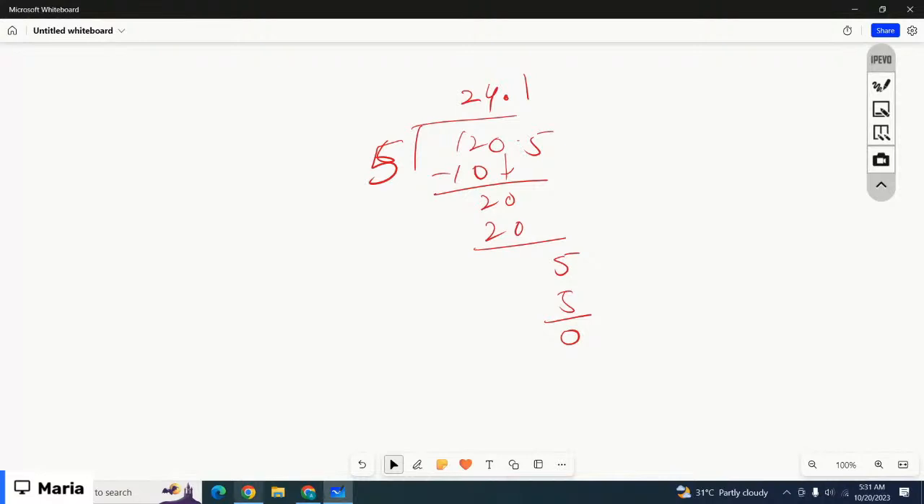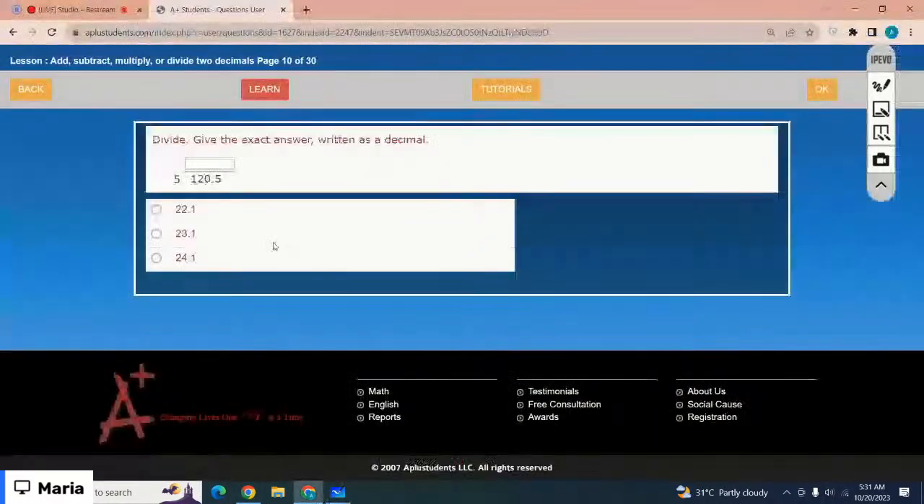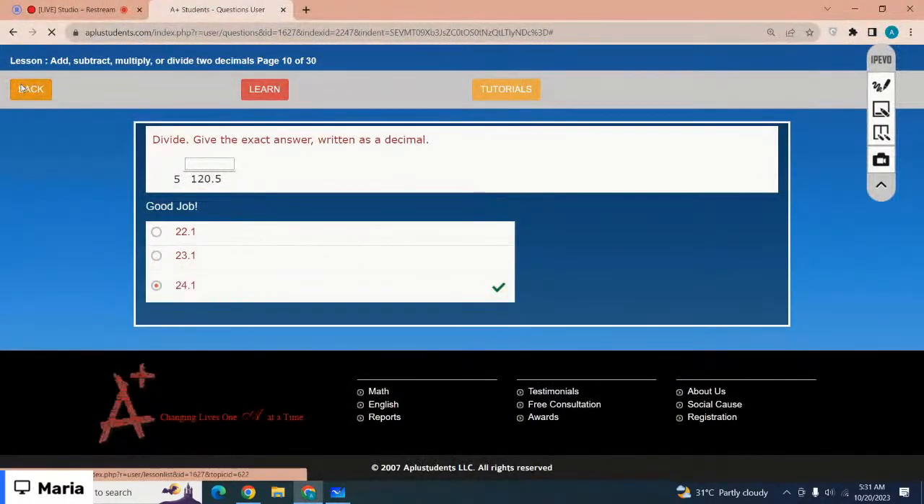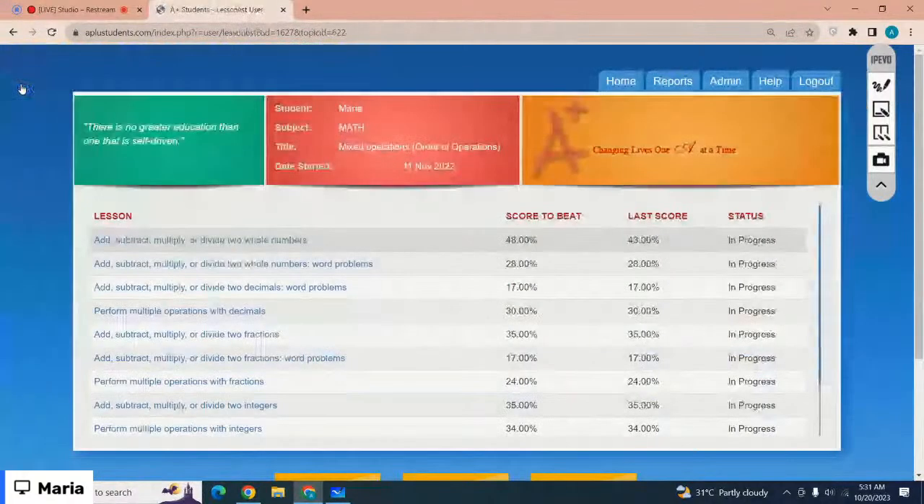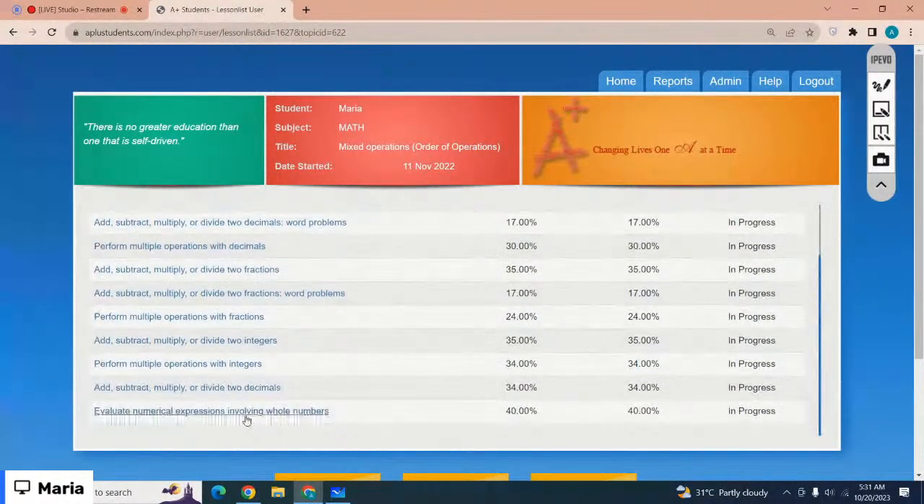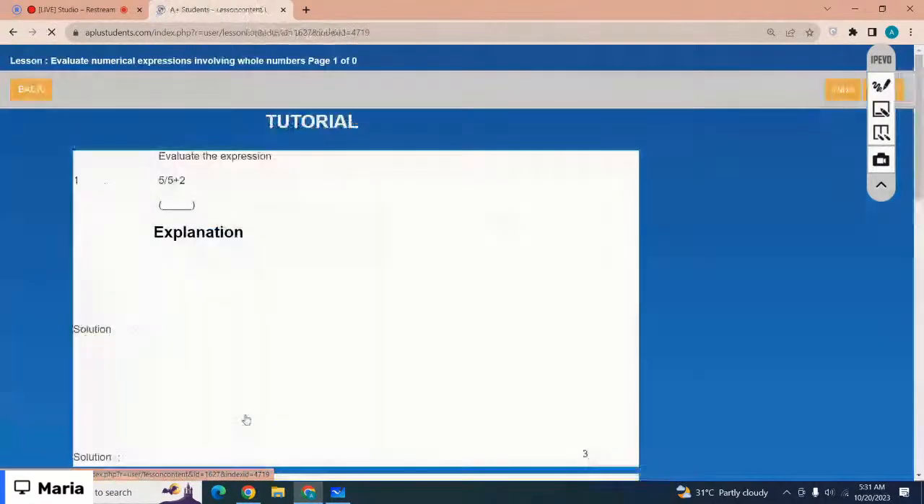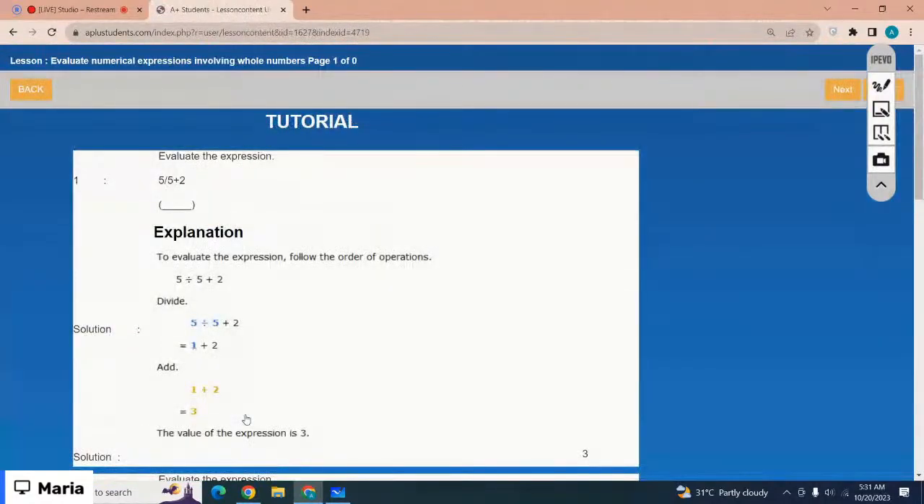So the correct option is 24.1. Okay, you can complete the lesson by yourself later today. Let me just move on to the next lesson. And the next lesson is evaluate numerical expressions involving whole numbers. Okay, so you are given numerical expressions with whole numbers. Let's just evaluate.